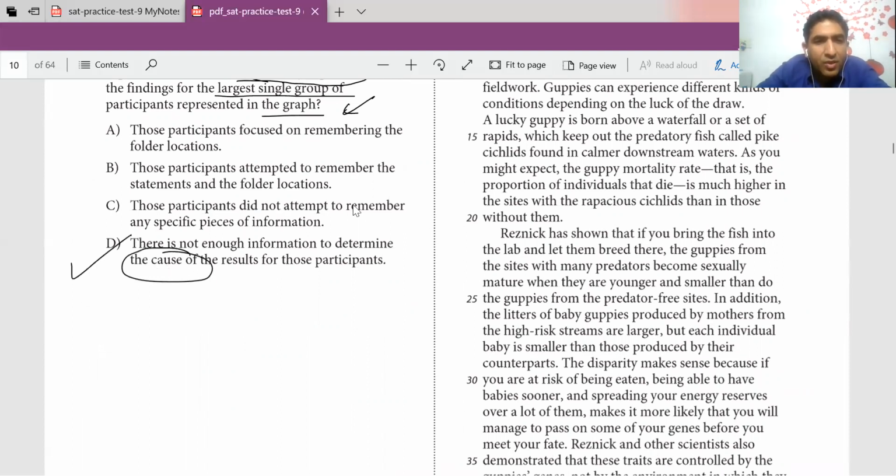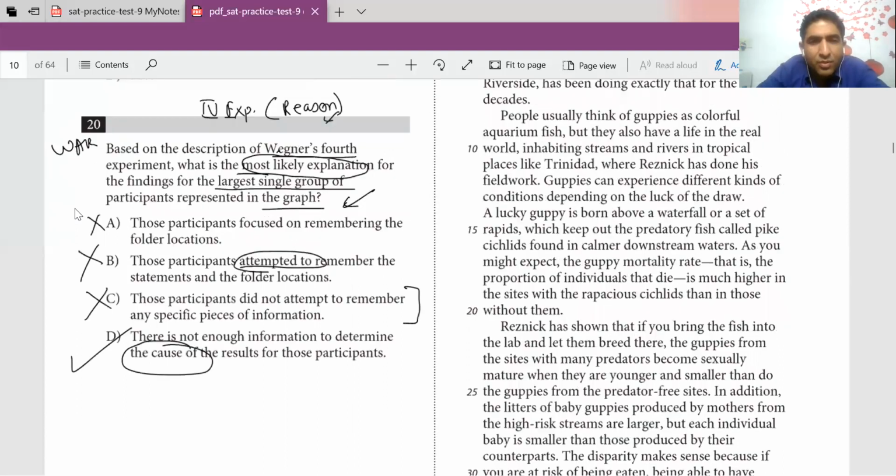Those participants did not attempt to remember any specific piece. We don't know. This is very counterintuitive and it's in a negative light, so they don't say anything of that sort. Those participants attempted to remember the statements and folder location. Attempted to means tried to. Again, we are not told whether they made any effort for it. Those participants focused on remembering the folder locations. This is again not the case. They never mention that they were focused only on location. So this one is also gone.